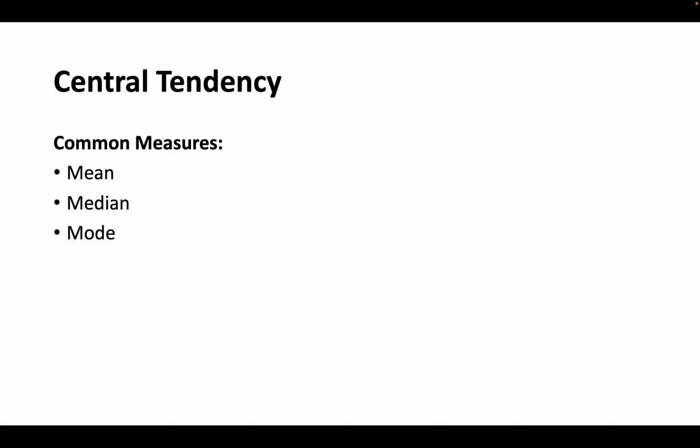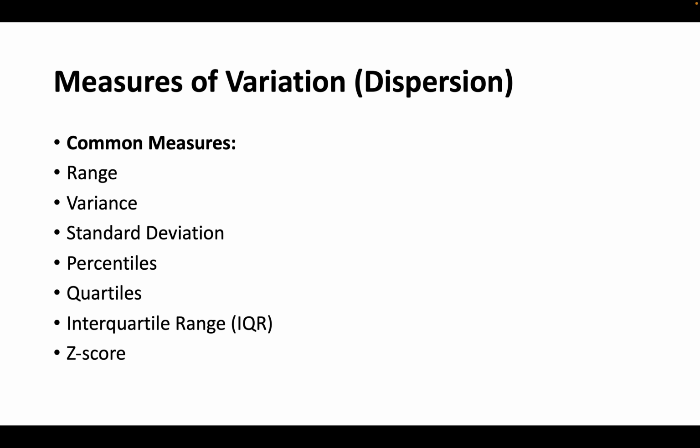In the first part of chapter 2, we learned about median, mode, and mean as common measures of central tendency. And in this part, we also learn about range, variance, standard deviation, percentile, quartile, interquartile range, and z-score as measures of variation or dispersion.